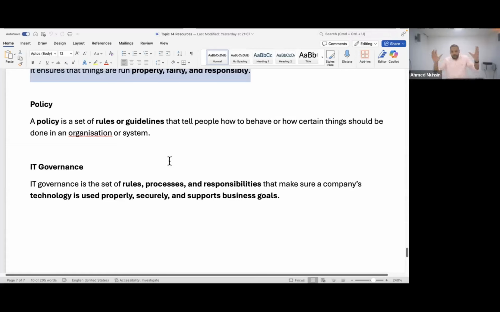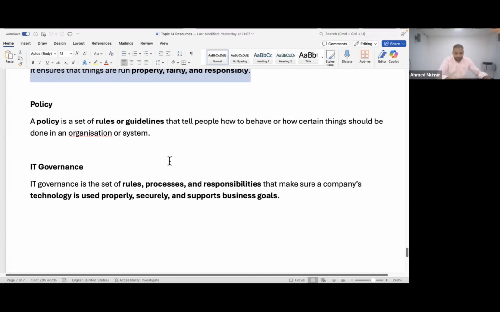You have a technological system with rules, processes, and responsibilities that make sure a company's technology is used properly, securely, and supports the business goals. Every business wants to achieve something, or they want to increase their profits, they want to increase their customer base, they want to be the best among their competitors. Is it clear? They'll have certain goals. So technology should support them in achieving those goals. Technology should not be a problem for them.